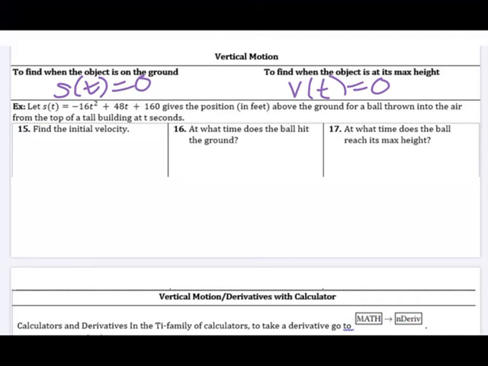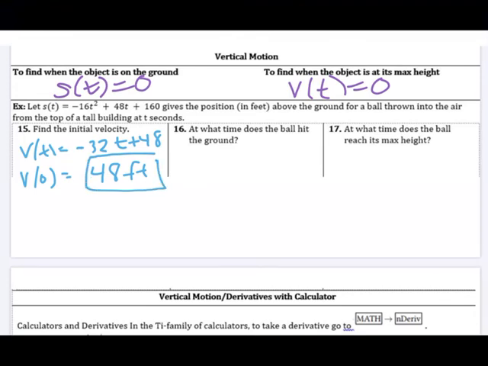So let's look at this example. We're given a position function in feet for a ball being thrown into the air from the top of a building at t seconds. So finding the initial velocity means that we first need to find the velocity function. So we're going to take the derivative of the position function to get our velocity function, and then initial velocity would be when time is 0. So the initial velocity is 48 feet per second.